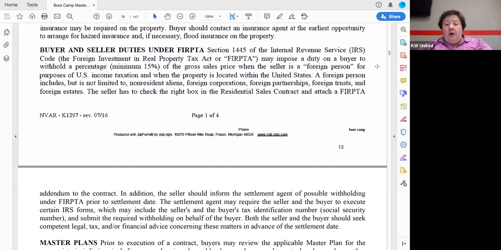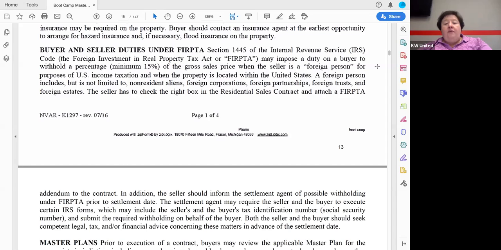May impose a duty on a buyer to withhold a percentage of a minimum of 50% of the gross sales price when a seller is a foreign person. So it may impose a withhold percentage on the buyer. Okay?